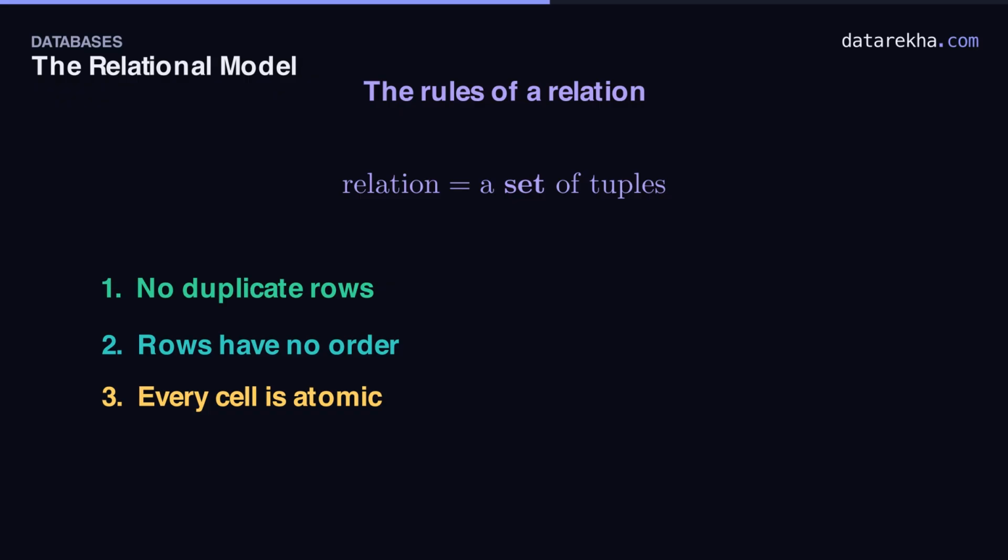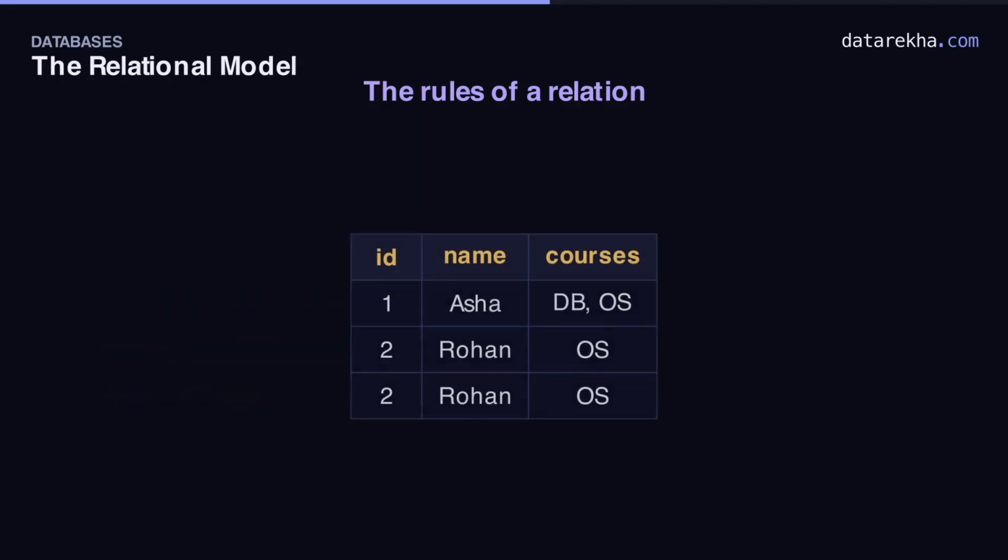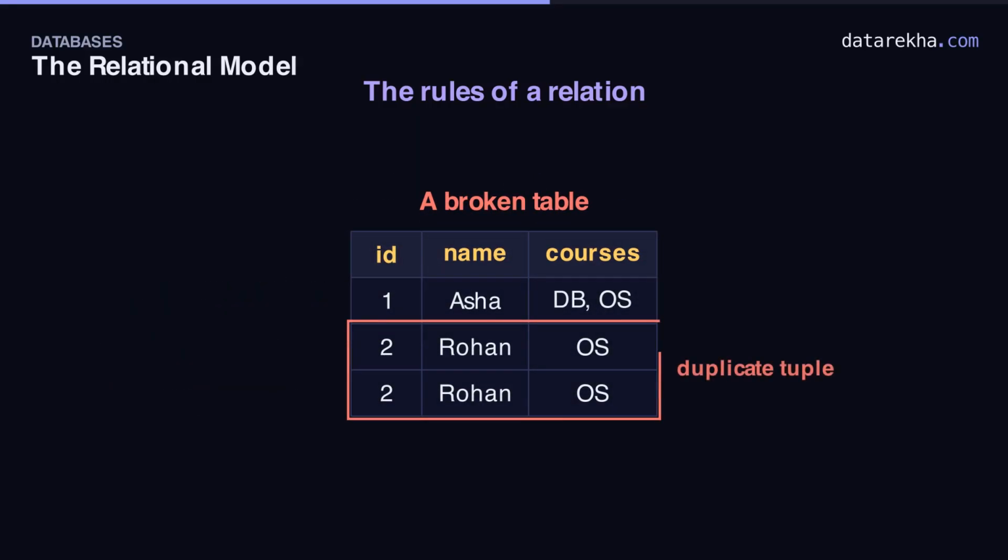Let's see each rule bite. Look at this table and 2 rules are already broken. The last 2 rows are identical twins, the very same tuple written twice. A set forbids that, and this cell holds 2 courses at once, DB and OS crammed together. That's a list stuffed into one slot. The cell is not atomic.